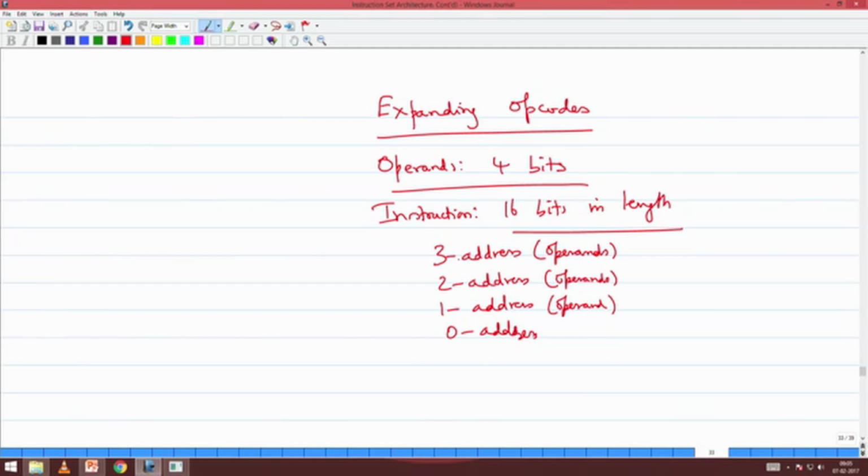Suppose I have 16-bit instruction length, and each operand will take 4 bits. Let us say I have 16 general purpose registers, so each operand will take 4 bits to address it. Now how many 3 address, 2 address, 1 address and 0 address instructions can you construct? Is there a systematic way of doing it? Do you understand the question? Yes or no?